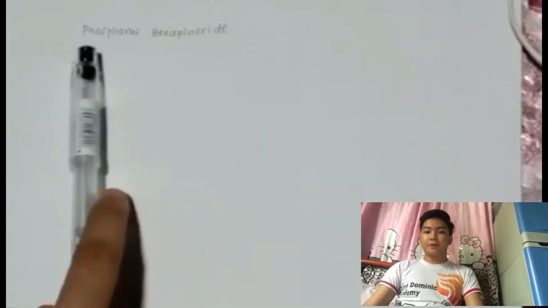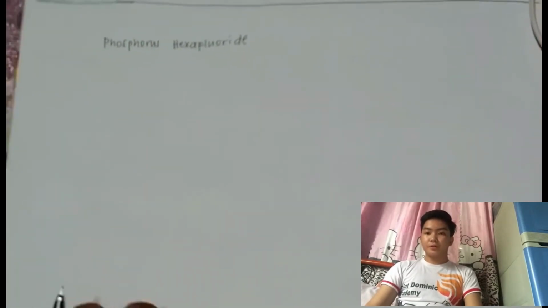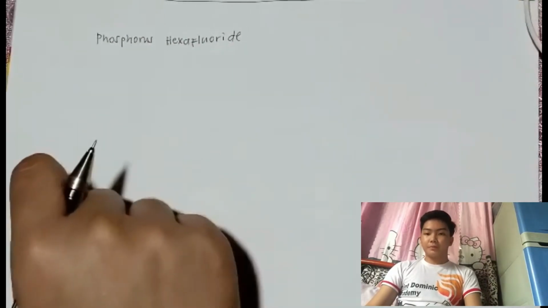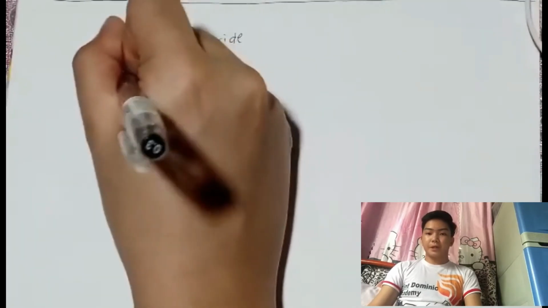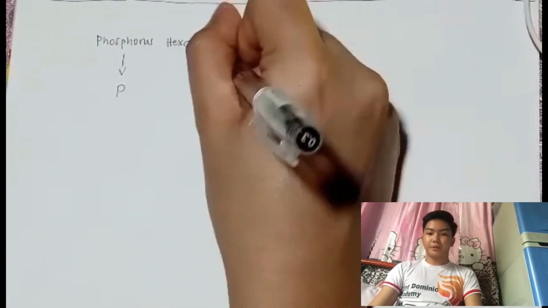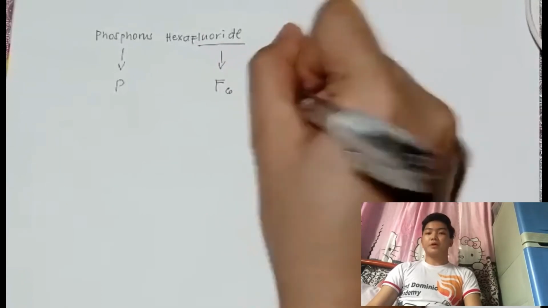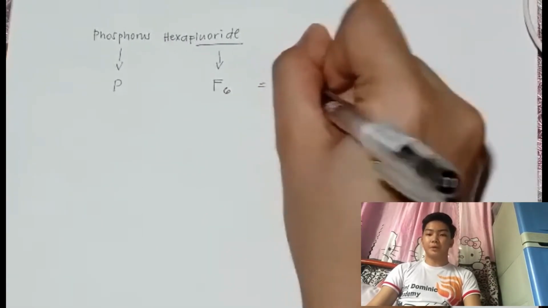How to write the symbol of a type 3 binary compound. We have here the same example, but this time, we are writing the symbols of the compound. So, phosphorus hexafluoride: you can look for phosphorus and fluorine on the periodic table to get their symbols, where P is phosphorus and F is fluorine. Remember that there are 6 atoms, that is why it is called hexafluoride, meaning it is F6. Then combine the symbols, and it will become PF6.